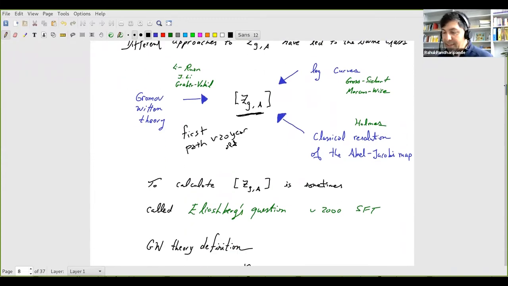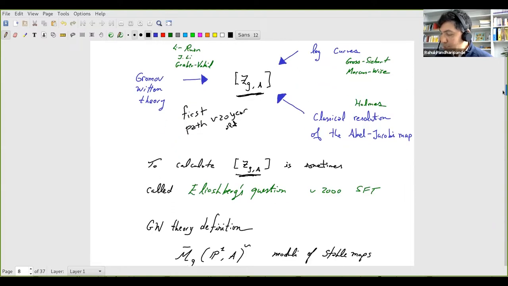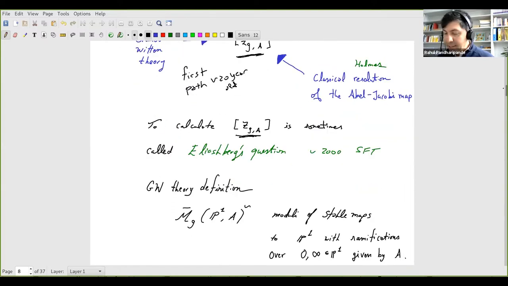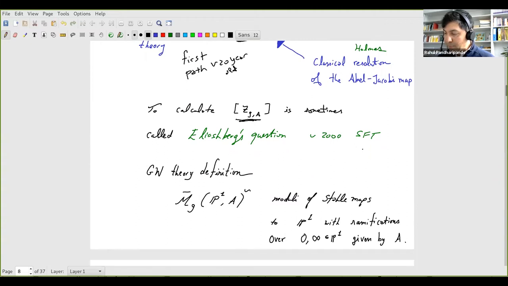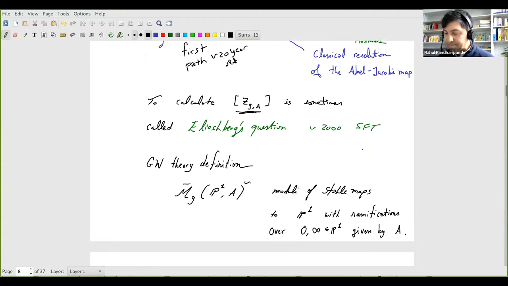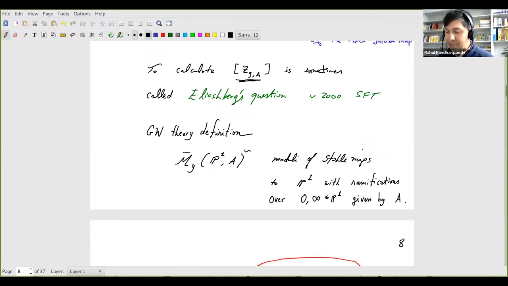Okay, so to calculate this class, which is defined by these approaches, I'll say something more precise about the Gromov-Witten theory. To calculate this class is sometimes called Eliashberg's question, because it also comes up in symplectic field theory. It comes up in the bubble contributions in symplectic field theory. And this question is from about 2000. Okay, so now I will start with this Gromov-Witten theoretic definition.